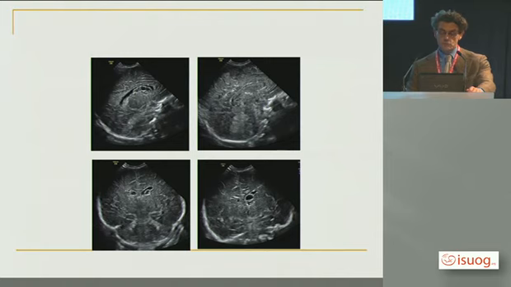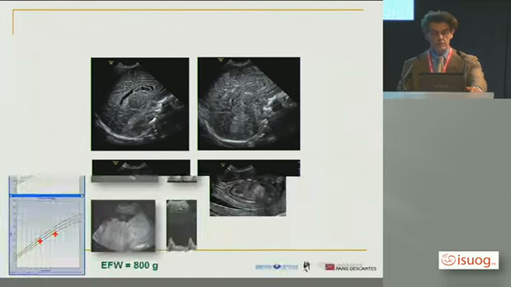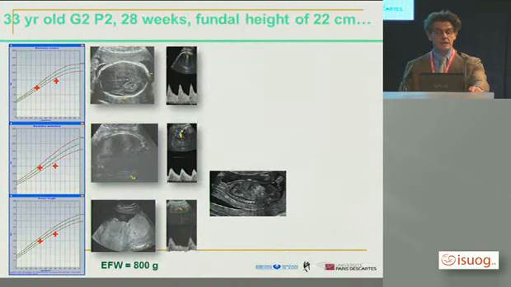This is the first transfontanelar ultrasound. There is an isolated cyst of the germinal matrix, and this baby is now 6 months old. He's got normal hearing performance and is completely asymptomatic.